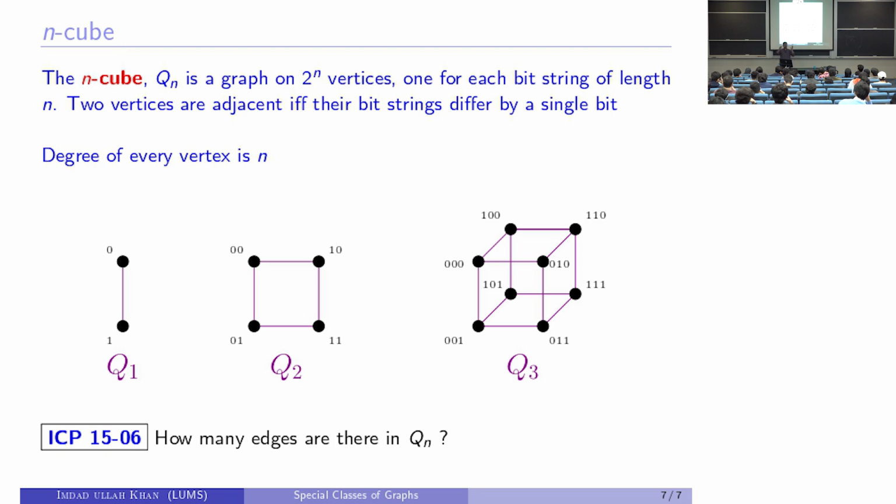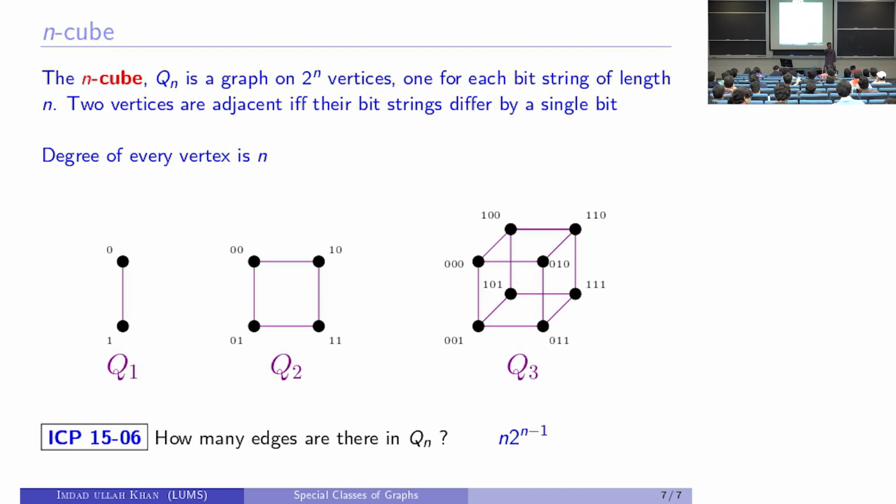Okay, how many vertices are there in Qn? 2 to the n. What is the sum of the degrees? 2 to the n times n, right? N times 2 to the n. How many edges will there be in Qn? Half of n times 2 to the n, right? So it's half of n times 2 to the n.